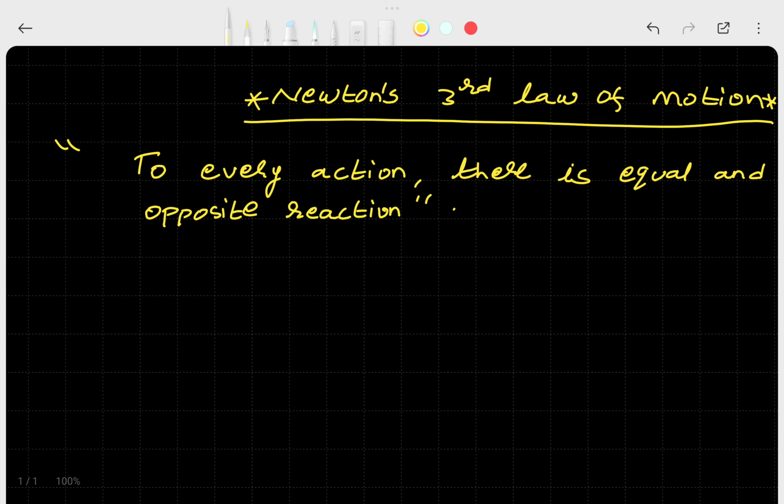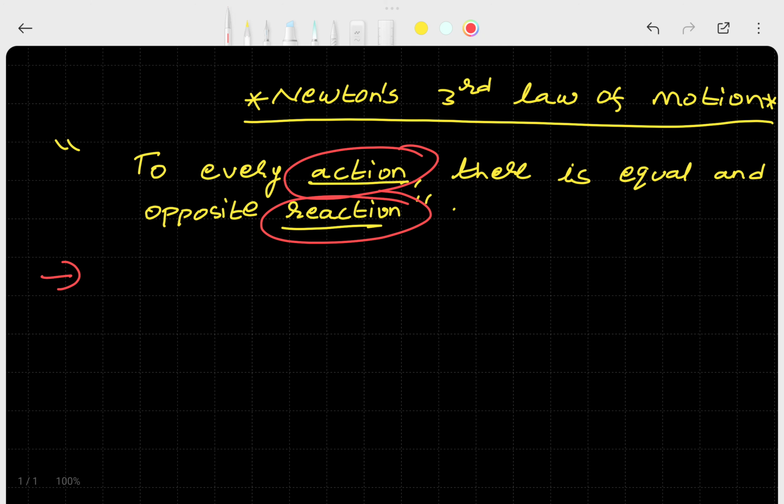There is a misconception behind Newton's third law. Go through this video till the end, and everything will be clarified. Now see, to every action there is an equal and opposite reaction. What does it mean? There are two forces, action and reaction. This statement can also be written in another form, so that it will be much more clarified.